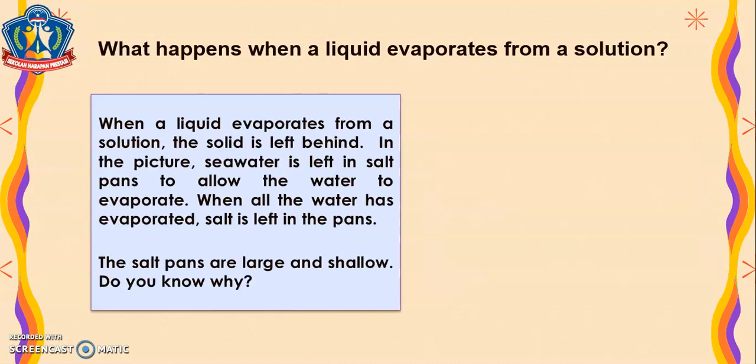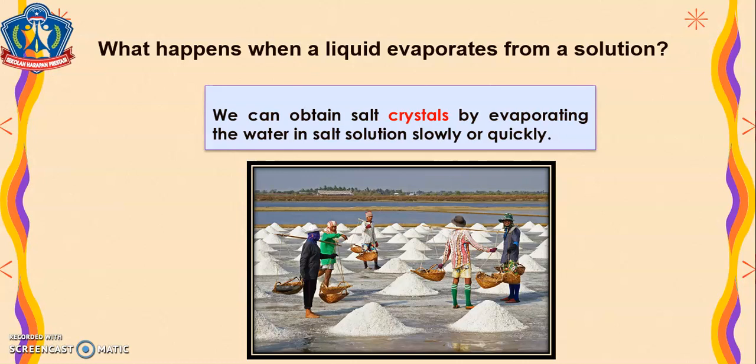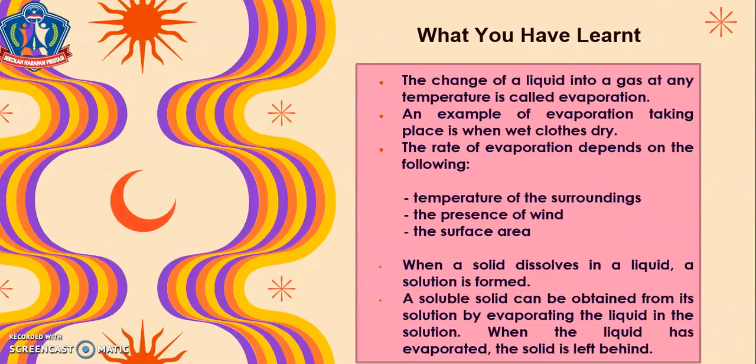When a liquid evaporates from a solution, the solid is left behind. In the picture, seawater is left in salt pans to allow the water to evaporate. When all the water has evaporated, salt is left in the pans. The salt pans are large and shallow. Do you know why? We can obtain salt crystals by evaporating the water in a salt solution slowly or quickly. And we will be having experiments about these, children.